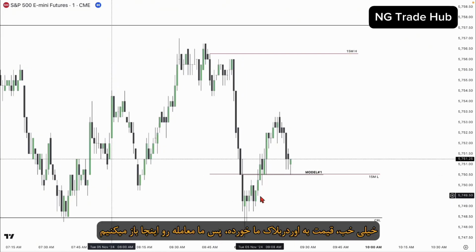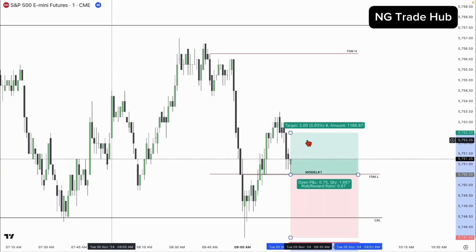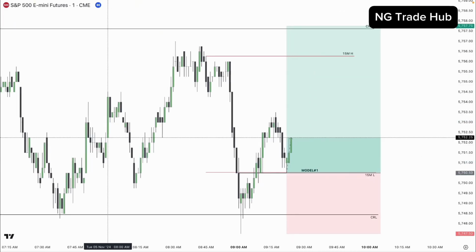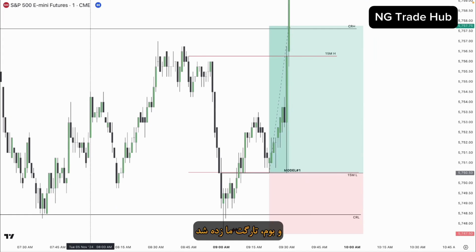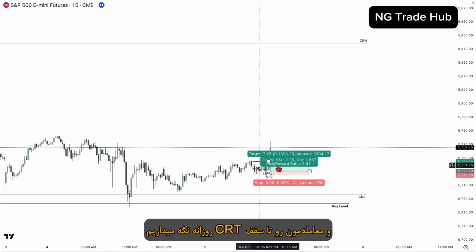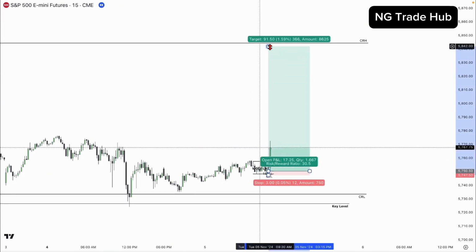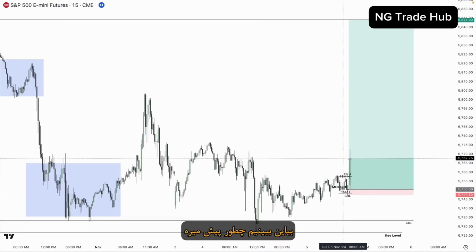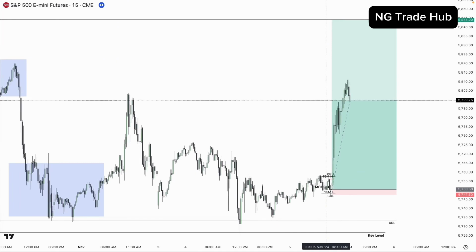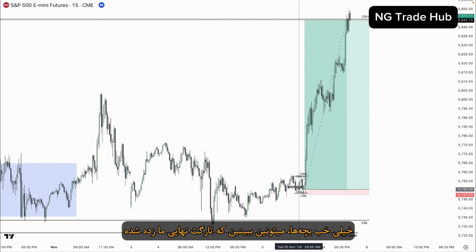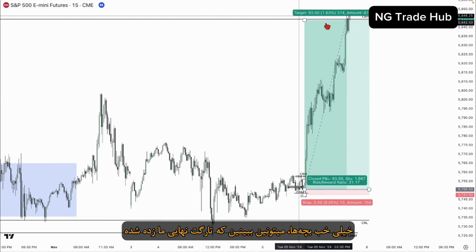Alright, price has tapped into our order block, so we open the trade here. Let's see how it goes. And boom, our target is hit. Next, we switch to the 15-minute time frame and hold our trade up to the daily CRT high. Let's see how it plays. Alright guys, you can see our final target has been hit.